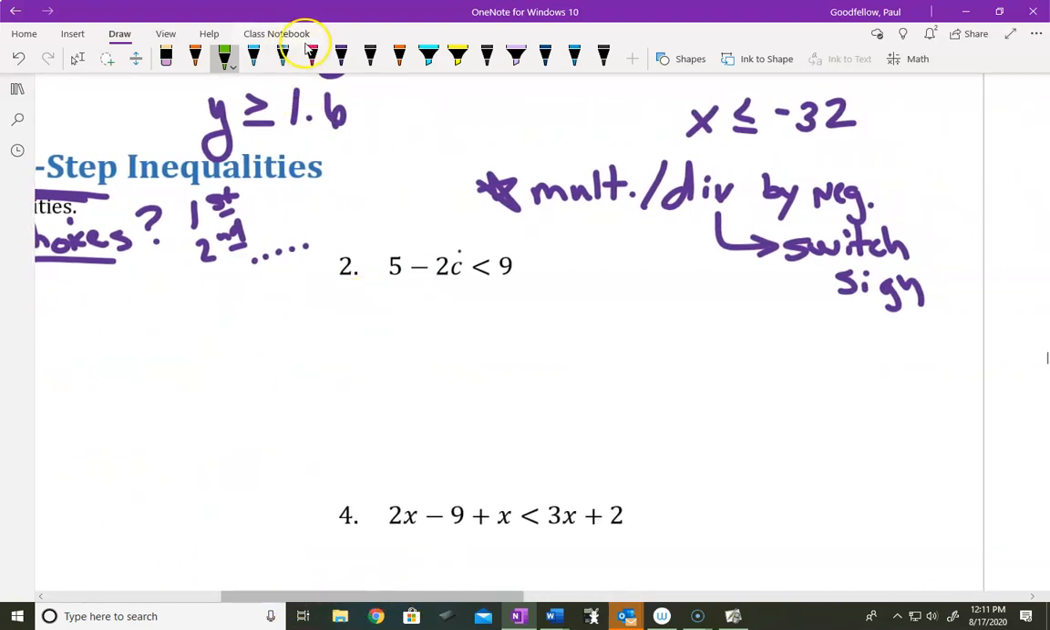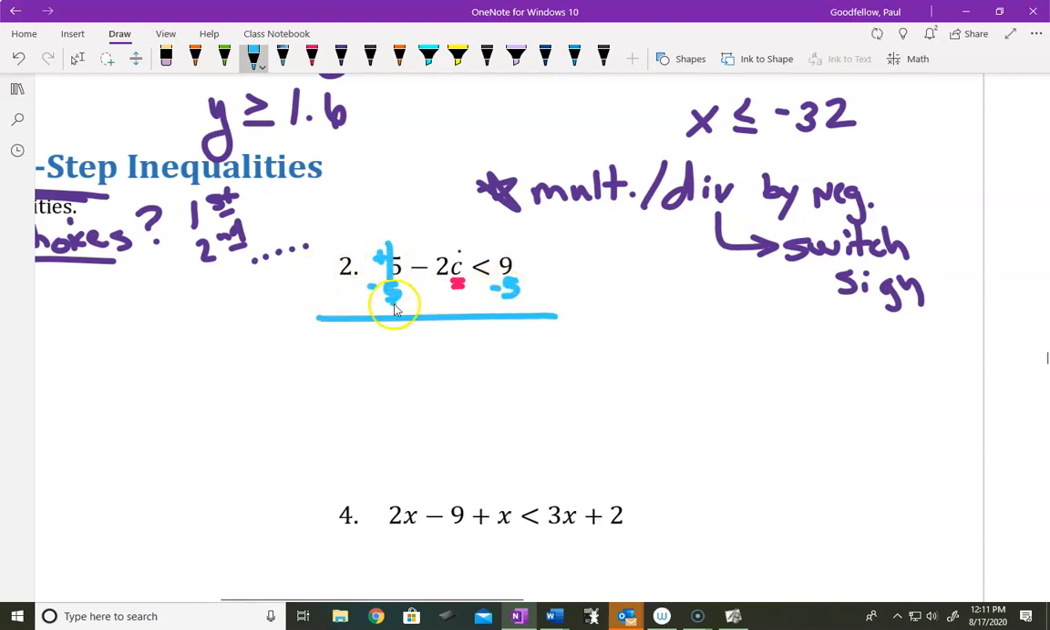So maybe underline the piece that you got to get isolated. You're like, okay, I got to get the C by itself. Who do I need to move? Well, based on PEMDAS, the one that's being added or subtracted is the 5. Now, that's a positive 5. So the opposite of it would be a negative 5 on both sides to get rid of it. And I'd end up with negative 2 is C is less than 4.